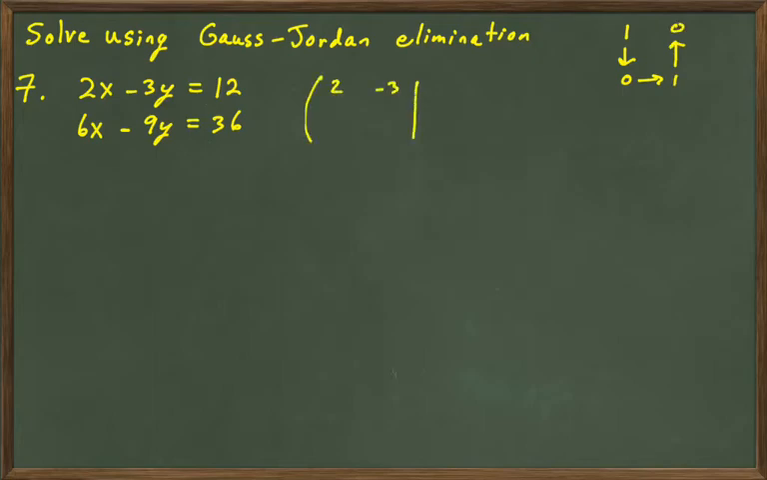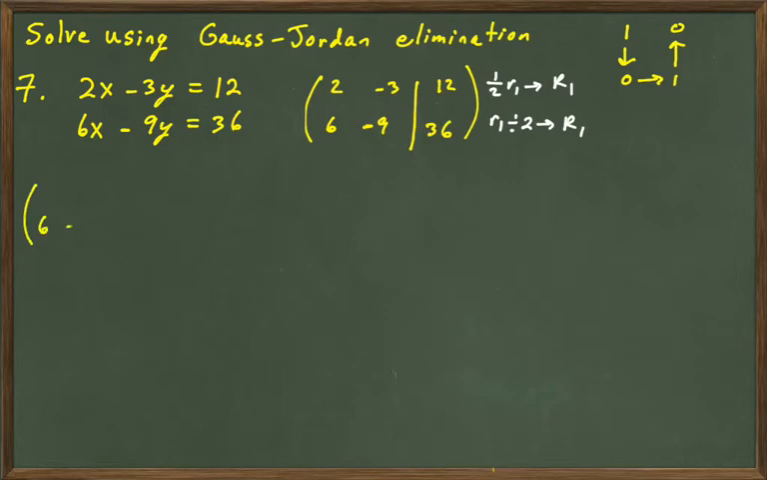So we'll write our augmented matrix here. If we want to make a 1, we're going to divide by whatever that number is that we want to make 1. So here it's 2. We're going to divide by 2. More formally, that would be 1/2 row 1 replaces row 1, or row 1 divided by 2 replaces row 1. We're not doing anything with row 2, so row 2 is unaffected.